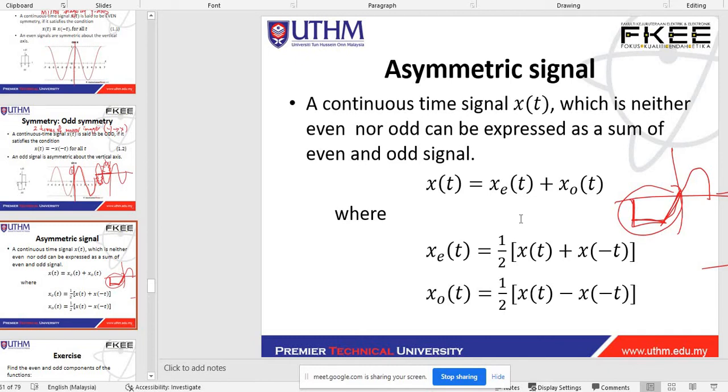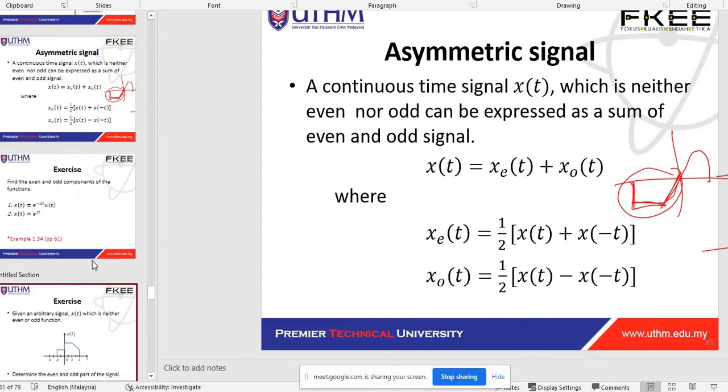Find or draw the even and odd part of the signal. So you must use the formula to get it. You cannot just draw only. If you only draw, then I don't think you get the answer. For the characteristic, you can use it to check the answer. But to find the even and odd, you must use this formula. So these three formulas are important.